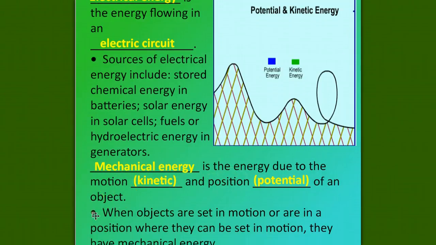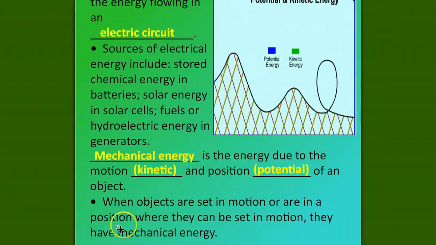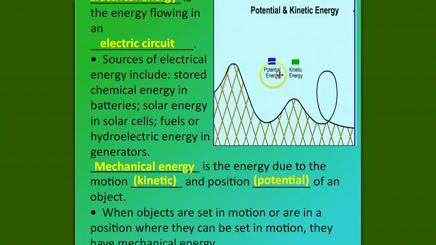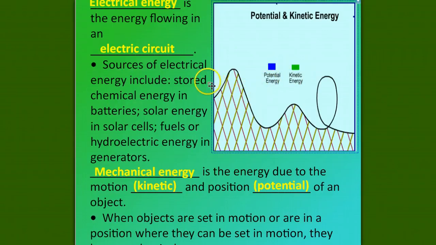When objects are set in motion, or are in a position where they can be set in motion, they have mechanical energy. Let's look right here at this roller coaster. Where it's blue, it's saying it has potential energy. Where it's green, it's saying it has kinetic energy. Basically, if you were going up the roller coaster, you would be in motion. So what did I say motion was? Motion is kinetic. So moving up, you would be kinetic energy.